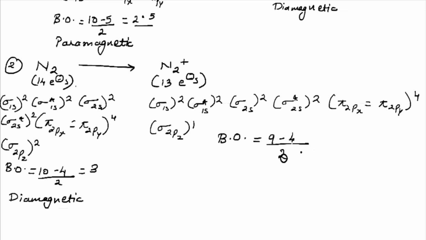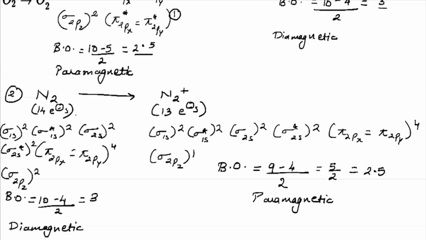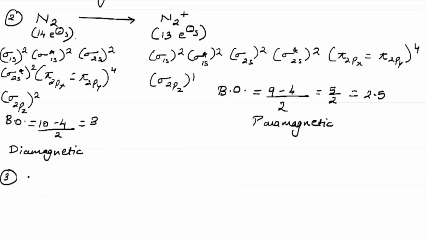And divided by 2. So 9 minus 4 is 5 by 2, and that is 2.5. There is one unpaired electron and hence this is going to be paramagnetic. Now this is definitely not in accordance with what our question is asking, so skip that process. Next process is going to be your O2 to O2+.